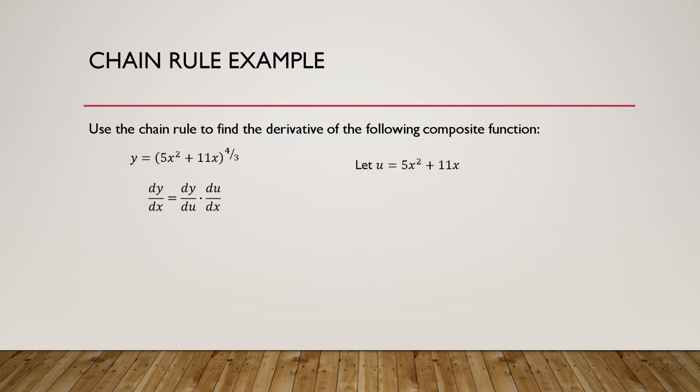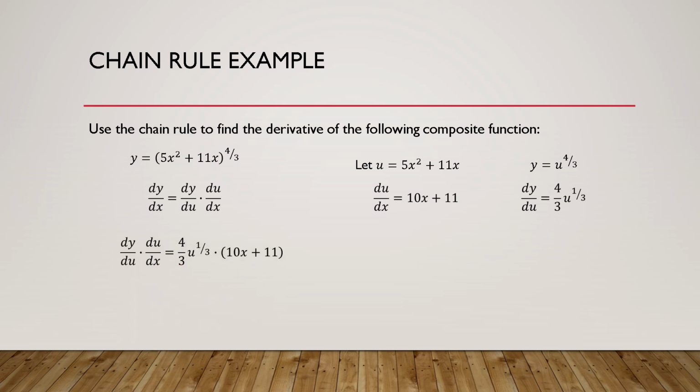Next, we set u equal to the function that is composed. In this case, u equals 5x squared plus 11x. This makes y equal to u to the 4/3 power. Then we take the derivative. du/dx is equal to 10x plus 11, and dy/du is equal to 4/3 u to the 1/3. Next, we multiply as described.